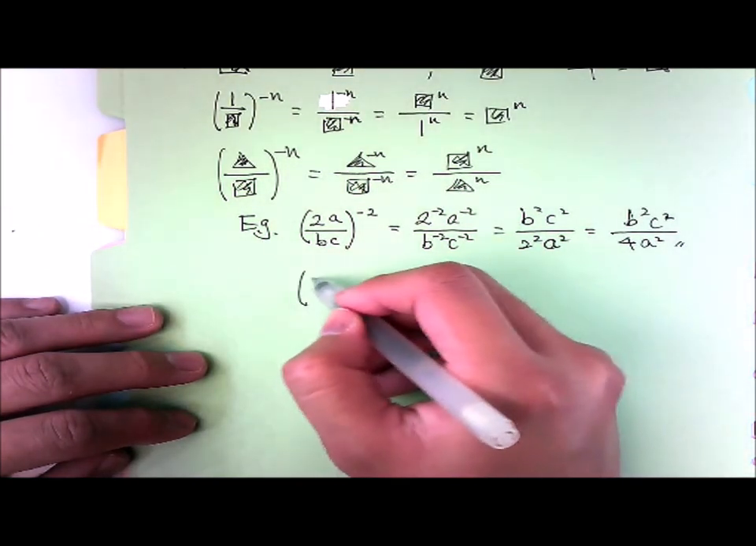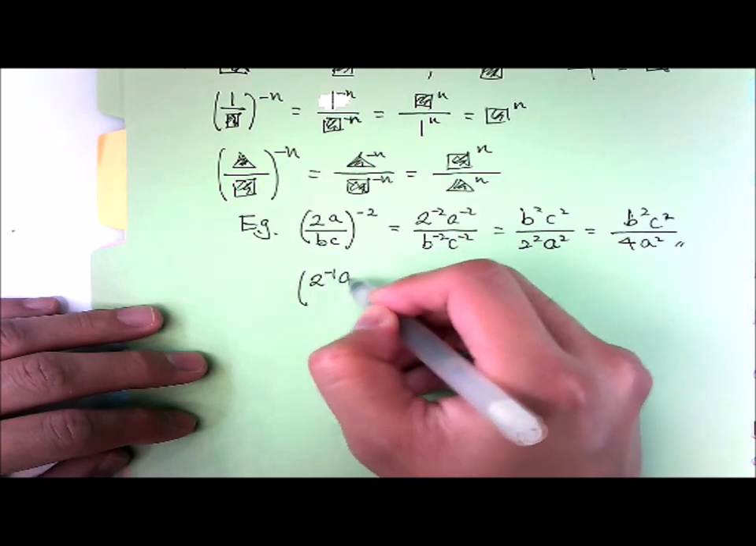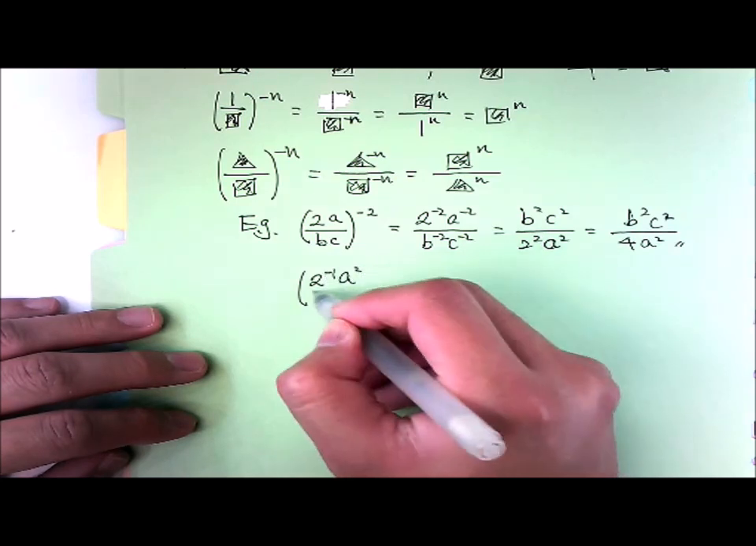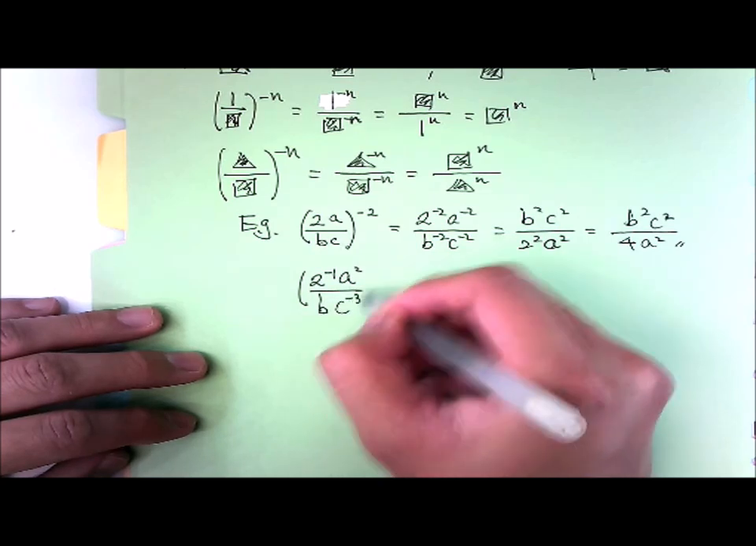For example, we have 2 to the negative 1, a to the power 2, and then b, and then c to the power negative 3, like this.